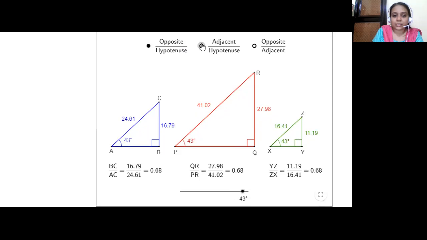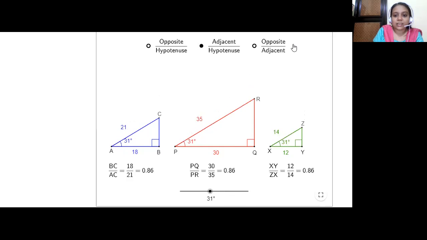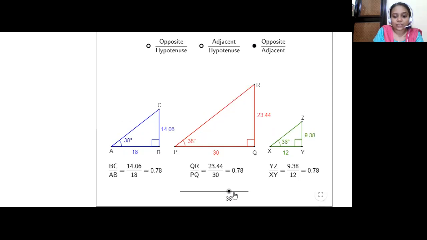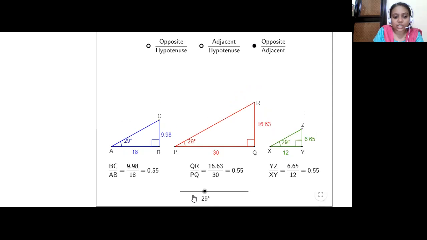Now what about adjacent side by hypotenuse? I'm taking the ratio of the adjacent side. Here my adjacent sides are AB, PQ, and XY because they are the sides closer to my angle 43°. And I got some ratios which are constant for the three triangles. But when I change the angle, the ratio changes. And let's look at the ratio of opposite side by adjacent side. Again, this holds true. The ratios are changing, but only for a change in angle.